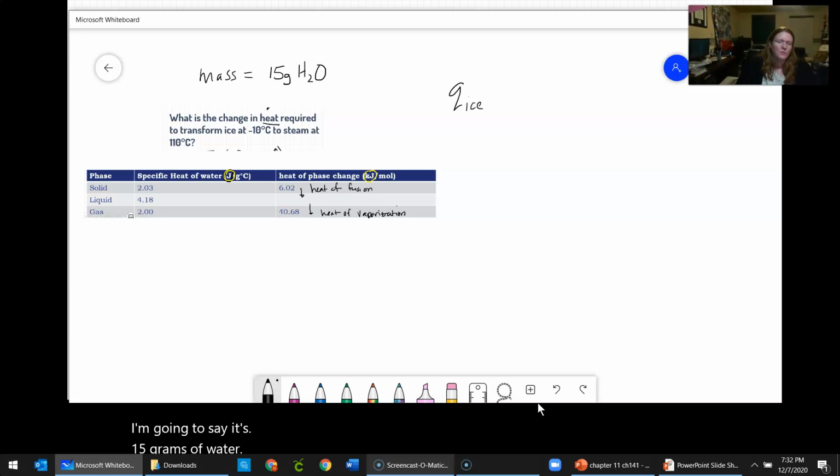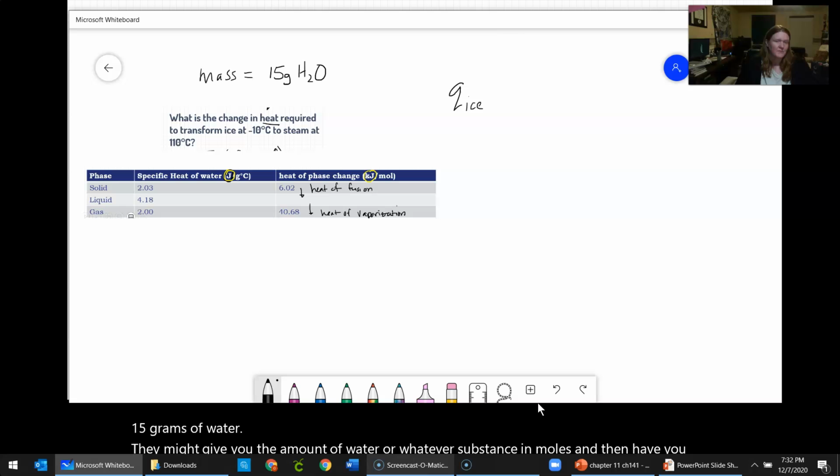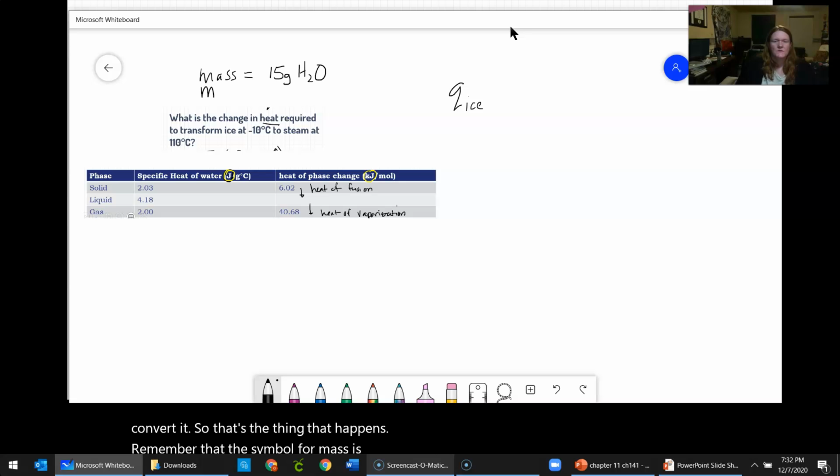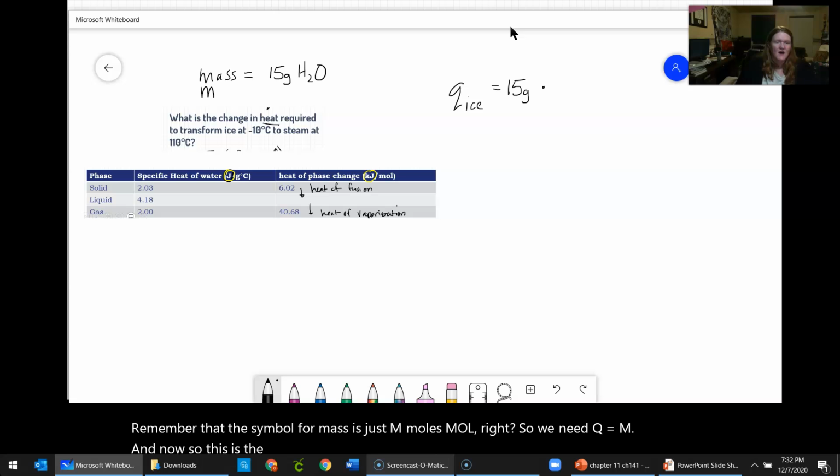Now, they might give you the amount of water or whatever substance in moles and then have you convert it, so that's a thing that happens. Remember that the symbol for mass is just m, moles is mol. All right, so we need Q equals mc, and now, so this is the heat capacity of ice, not the heat capacity of water, right? So it's the same substance, but they have different abilities to absorb heat.